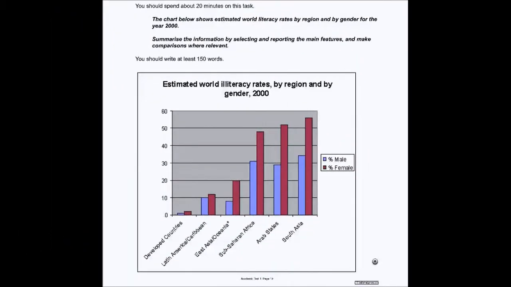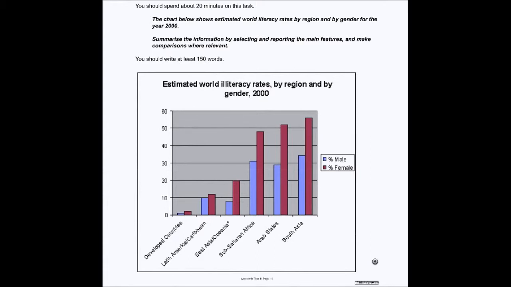And here's a bar chart. This bar chart represents the estimated literacy rates in the world in 2000. We can see that there are 6 areas. Looking at them more closely, we cannot group them together and say that they are 6 continents. We have to stick to the expression region because we've got developed countries and Arab states in there.